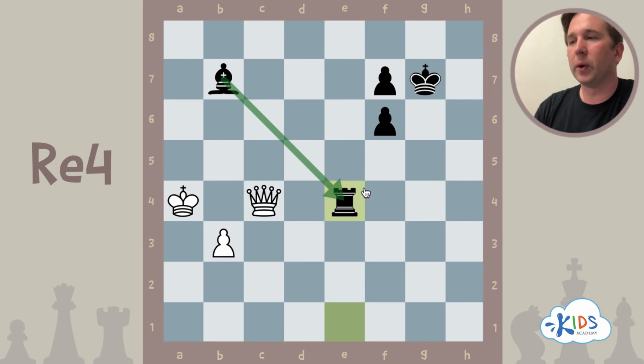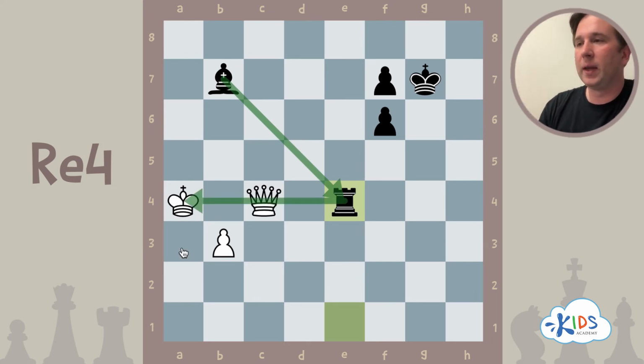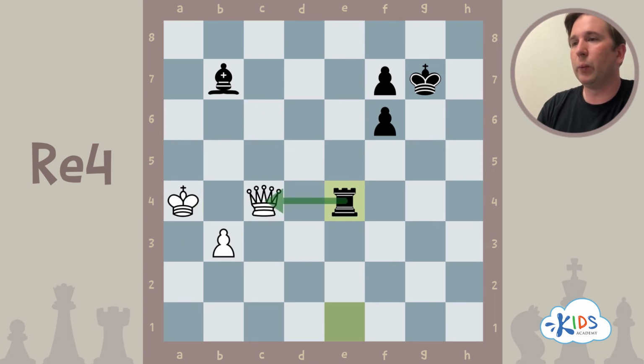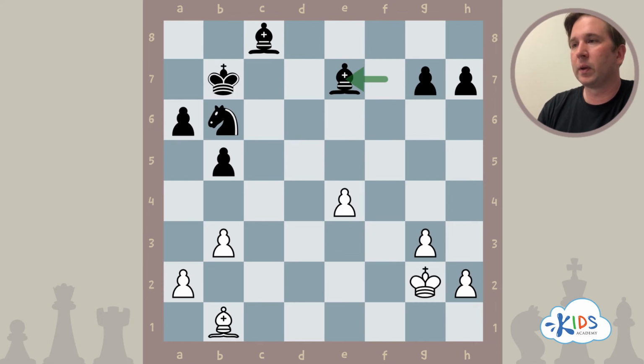Notice how the bishop supports the rook, or guards the rook, and the rook is pinning the queen to the king. It doesn't matter what move white plays. Next turn we'll play rook takes queen and win material. Okay.